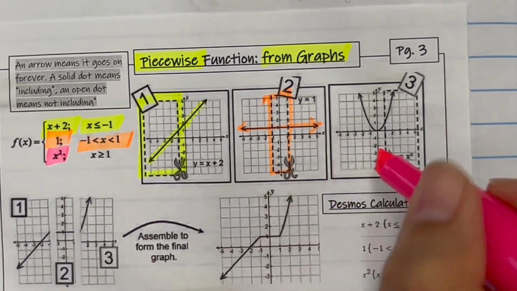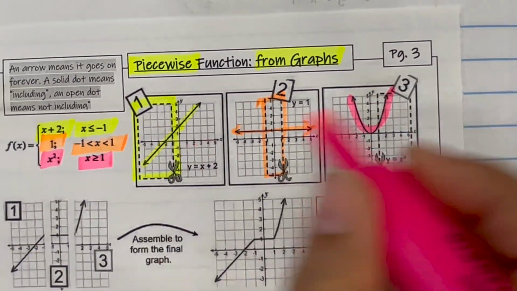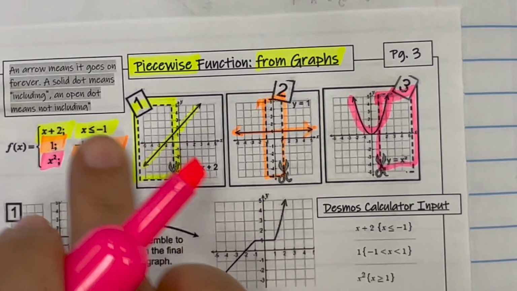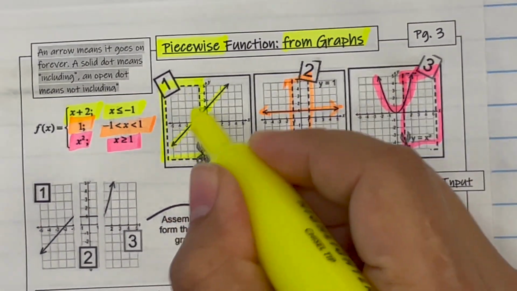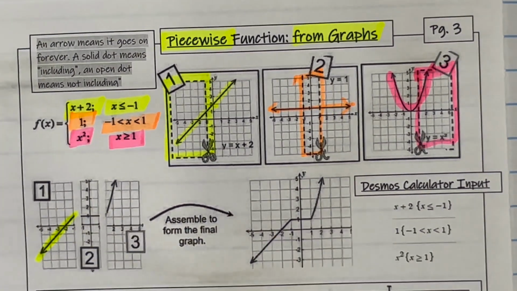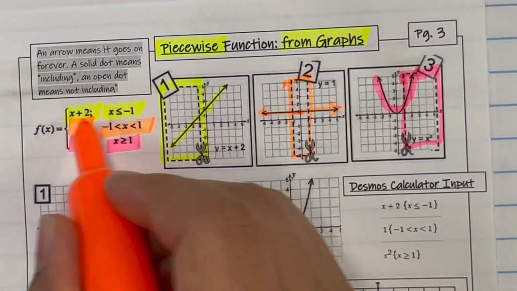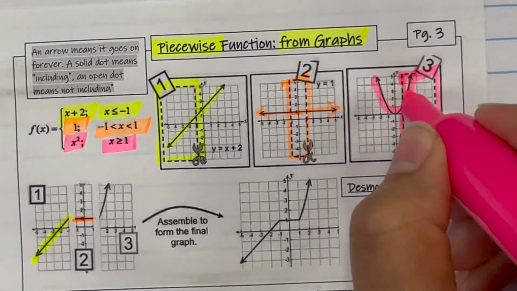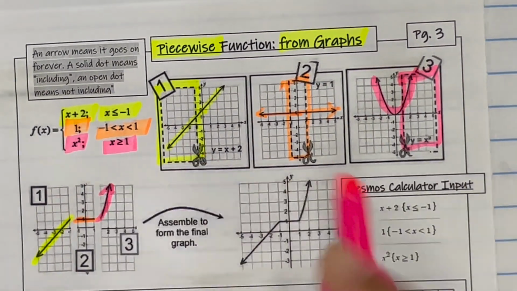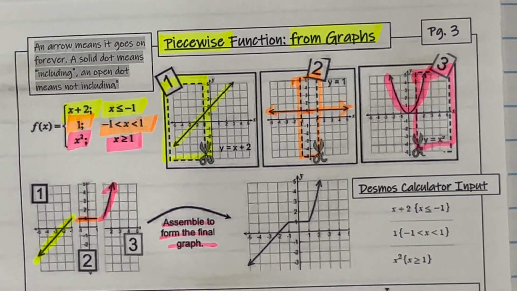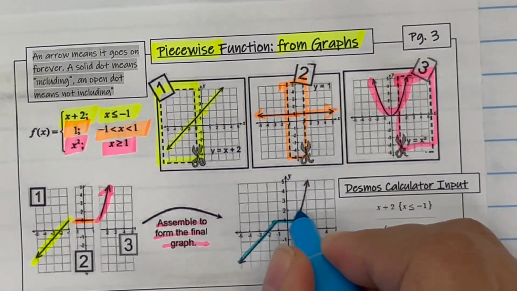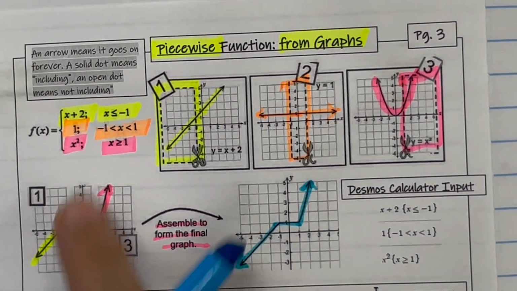Then the last one, we have x squared, so it looks like that, but we're looking only at where x is greater or equal to 1. So we're only looking in these boxes. So when you take these three individual graphs and you put them together, you're going to have the first one. Then you're going to have this little piece of a horizontal line. And then you're going to have, for x greater or equal to 1, the quadratic. Now, completely assemble that graph, it looks like this. So this is your piecewise function. It's made of 3 separate graphs.